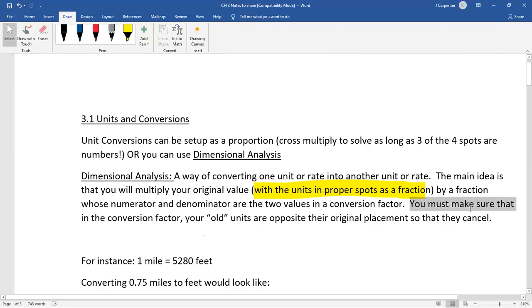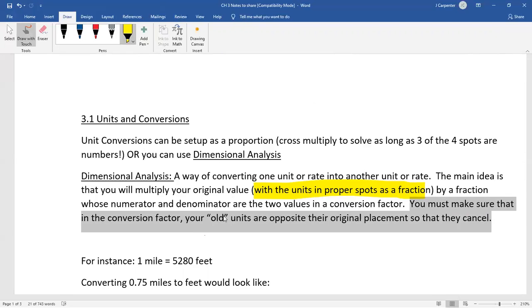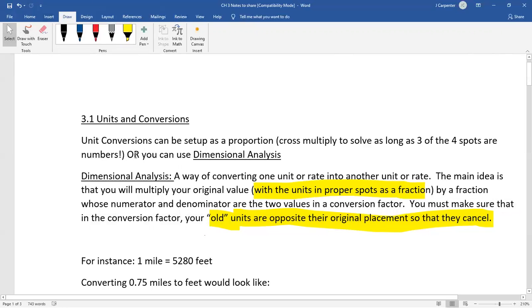You must make sure that in the conversion factor, your old units are opposite their original placement so that they cancel. Also going to highlight that. Your old units need to be opposite their original placement so they cancel. By opposite, I mean if your feet were originally in the top, in your multiplier, put it in the bottom so they cancel. If your feet were originally in the bottom, then in the multiplier, put it in the top so they cancel.